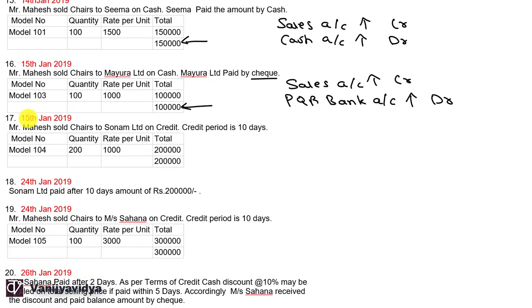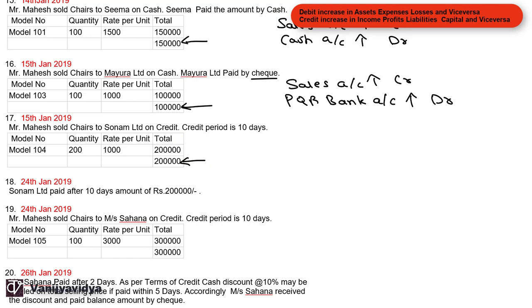Transaction number 17, 15 Jan 2019. Mr. Mahesh sold chairs to Sonam Limited on credit. Credit period is 10 days. Model number is 104. Quantity is 200. Rate per unit 1000. Total amount is 2 lakhs. Now, Mr. Mahesh has sold the chair. So, there is a sales. One account that is affected is sales account. Now, he has sold it to Sonam Limited on credit basis. So, the other account that will be affected is Sonam Limited account.